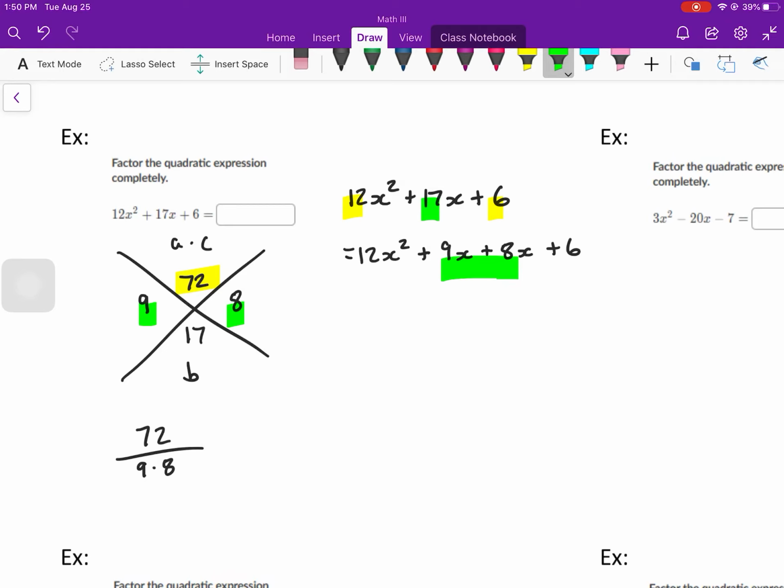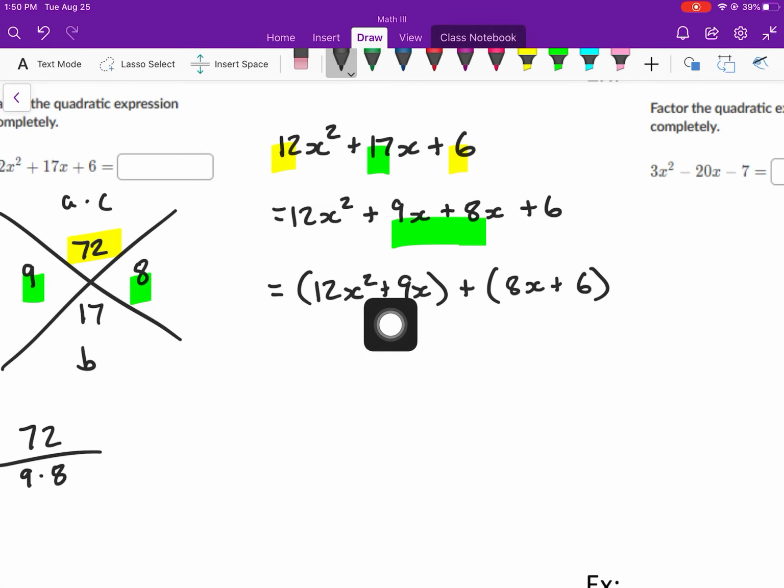See that? Now what we're going to do is what's called grouping. So I'm going to group each one of these up. I'm going to group the 2 on the left and the 2 on the right. By the way, the order doesn't matter. This will still work no matter what. So I'm going to have 12x squared plus 9x plus 8x plus 6.